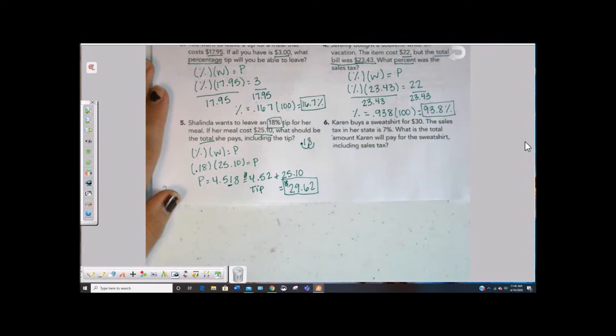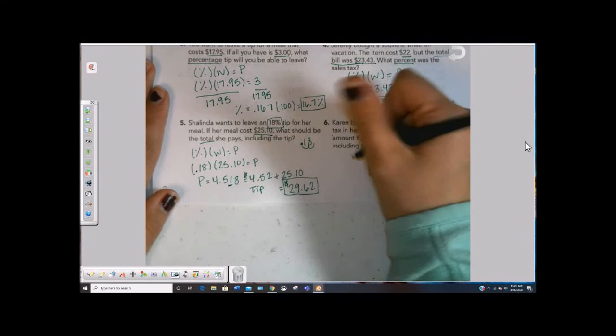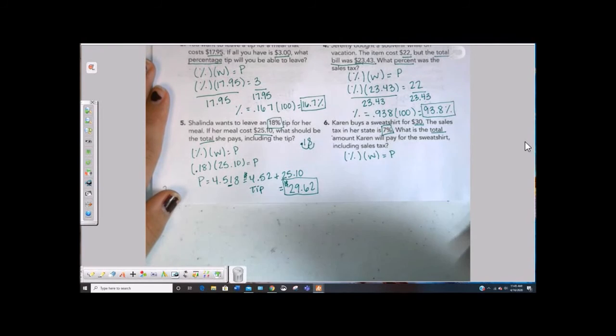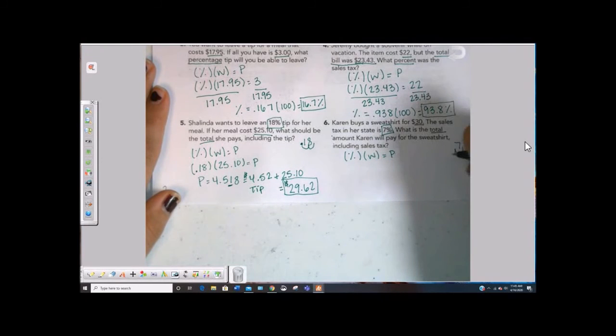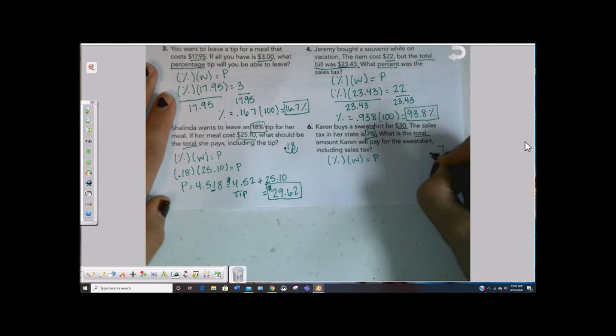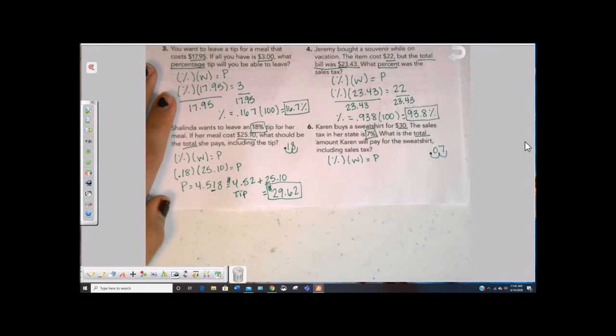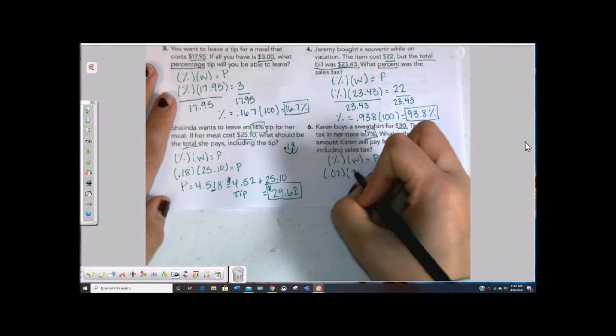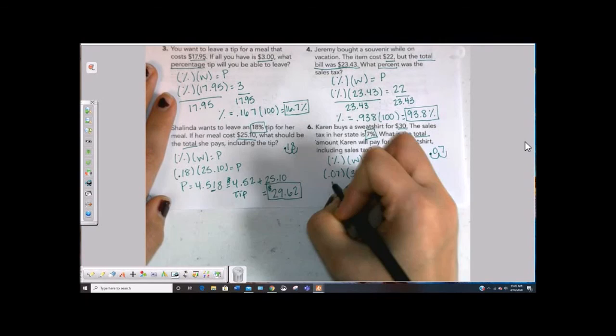Looking at number 6. Karen buys a sweatshirt for $30. The sales tax in her state is 7%. What is the total amount Karen will pay for the sweatshirt, including the sales tax? So we have our percentage. 7% as a decimal is 0.07. So we're going to have 0.07 times what the sweatshirt cost, which was 30.